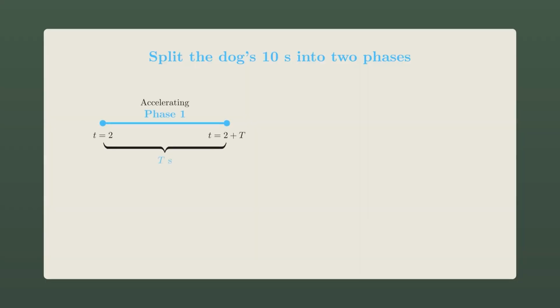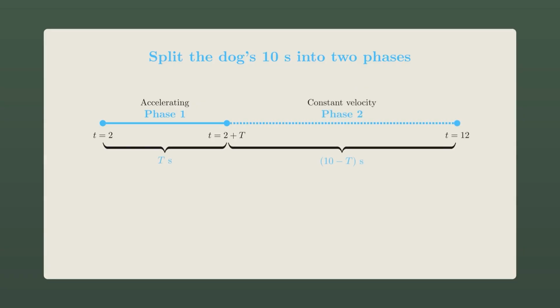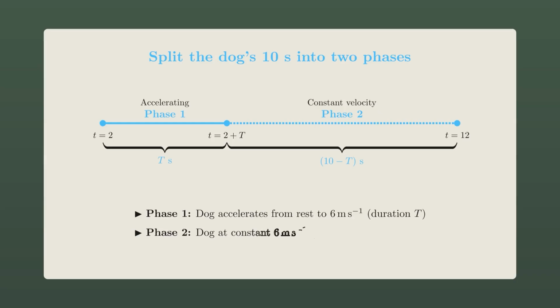Now, if we split those 10 seconds into 2 phases, the first t seconds, the dog accelerates from rest to 6 meters per second. After that, the dog runs at a constant 6 meters per second for the remaining 10 minus t seconds. Okay, so now we have split our question into 2 phases, at least for the dog. So we have phase 1, which is the acceleration phase. It's different from phase 2, the dog is accelerating.